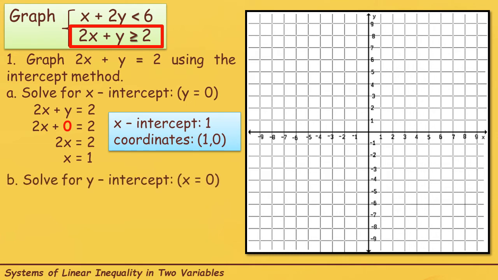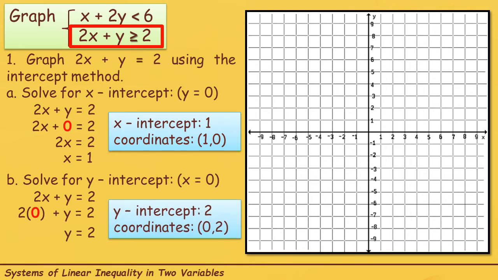Kunin naman natin ngayon ang y-intercept. To get the y-intercept, x is equal to 0. Isulat lang natin yung ating equation. 2x plus y is equal to 2. And substitute the value of x, which is 0. That will be 2 times 0 plus y is equal to 2. 2 times 0 is 0. Pwede nang hindi isulat. So, y is equal to 2. Therefore, the y-intercept here is 2, and the coordinates of the y-intercept is (0, 2).